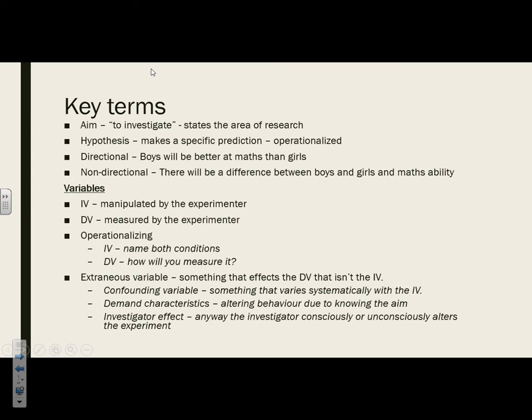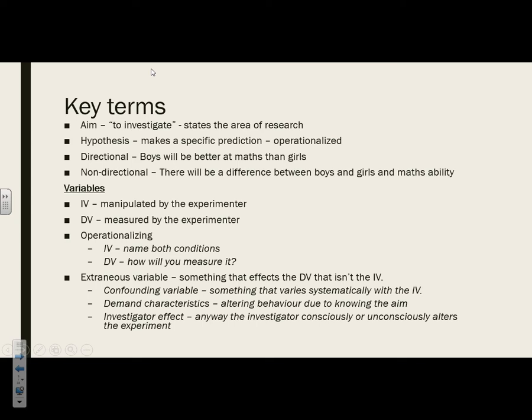A confounding variable is something that varies systematically with the IV. So potentially you could argue that one gender is less intelligent than the other gender. If that was the case, that would be something that was varying systematically with the IV. We're only looking at gender, which is boys or girls, but one would have a higher or a lower IQ, so we can't remove that. The most obvious example is Sperry with the split brain and epilepsy.